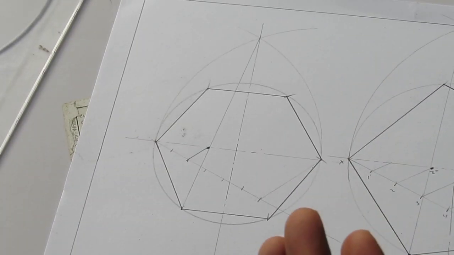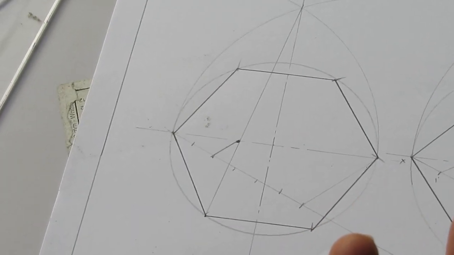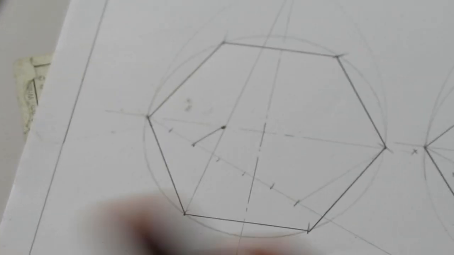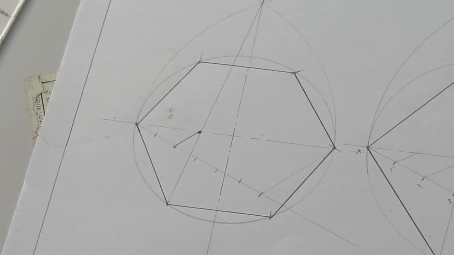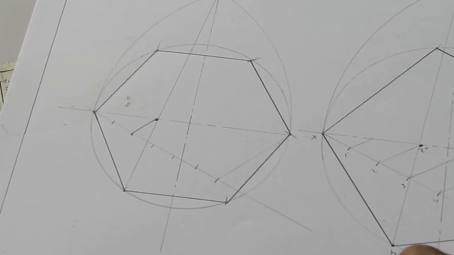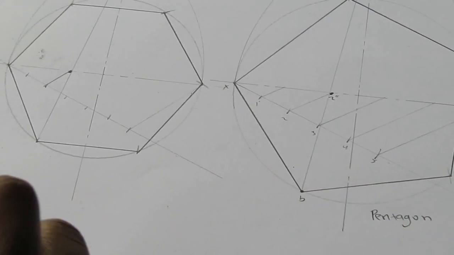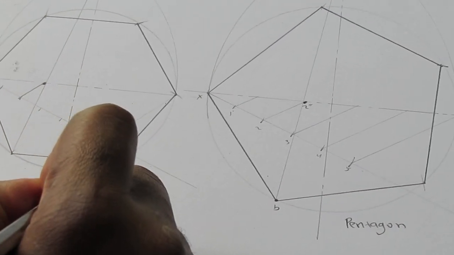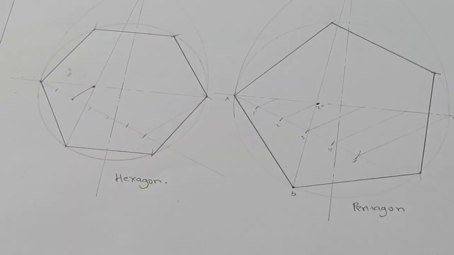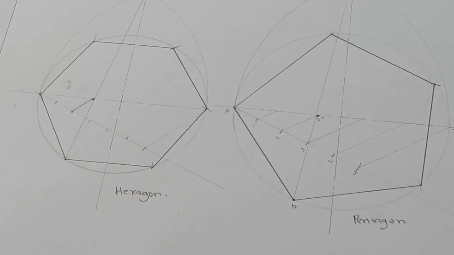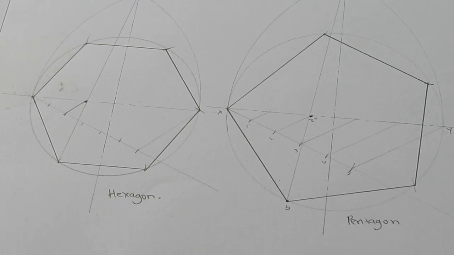So we have used the diameter of a given circle to inscribe a given polygon. Here we have done what we call a pentagon. So that is a pentagon. This one with 6 sides is a hexagon. So as we proceed, I know we will be okay with the drawing.